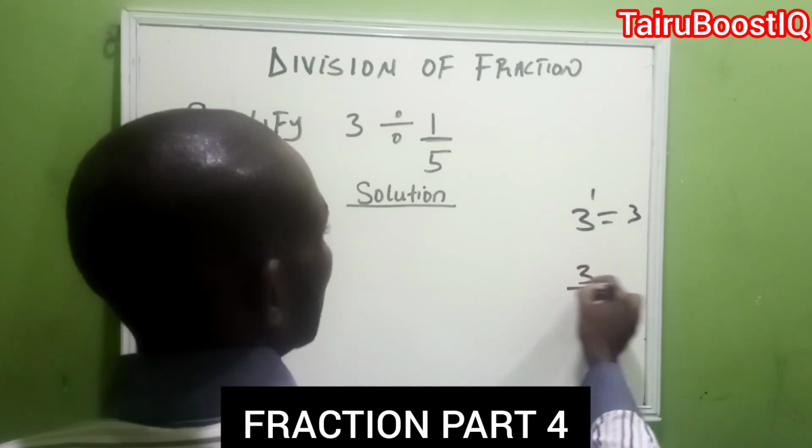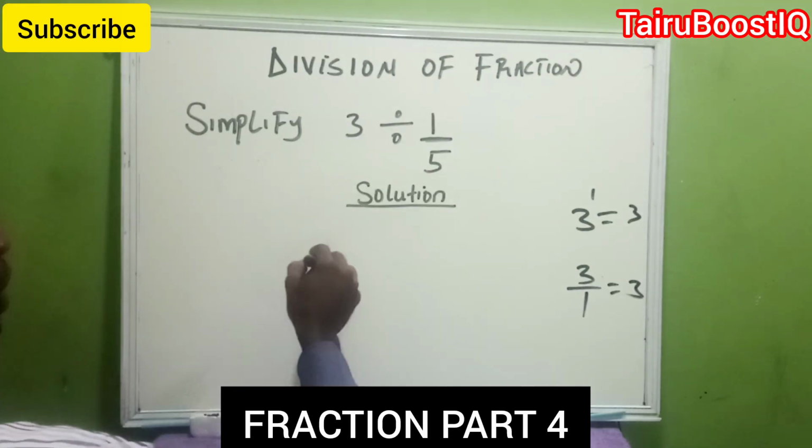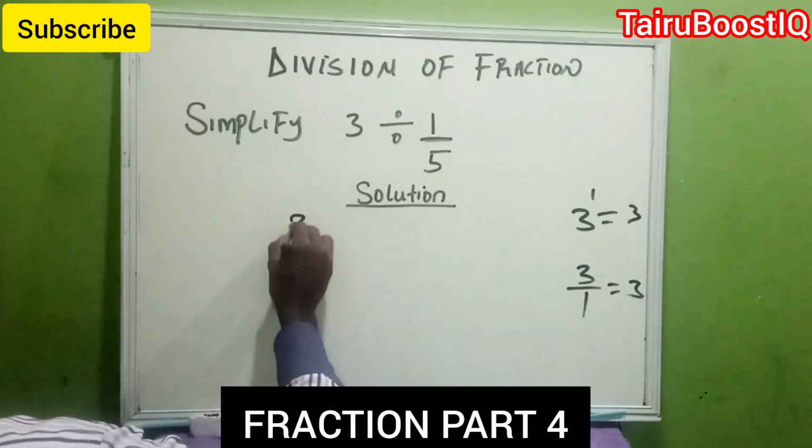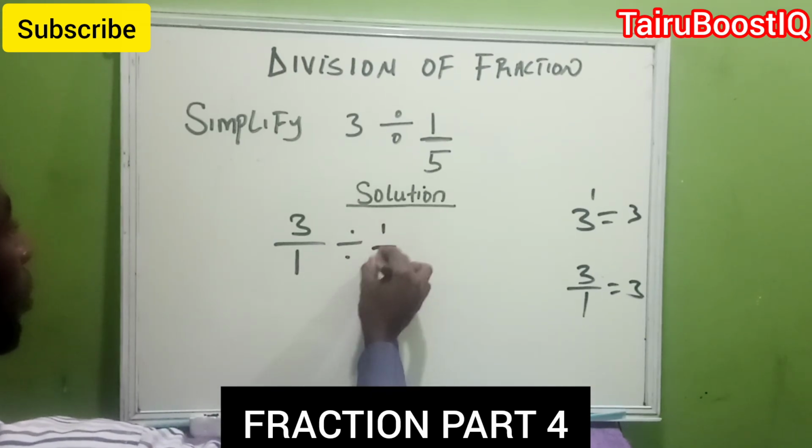And we can also write this 3 as what? 3 divided by 1. 3 divided by 1 is equal to 3. So what I'm going to do, I'm going to rewrite this question as 3 all over 1 divided by 1 all over 5.